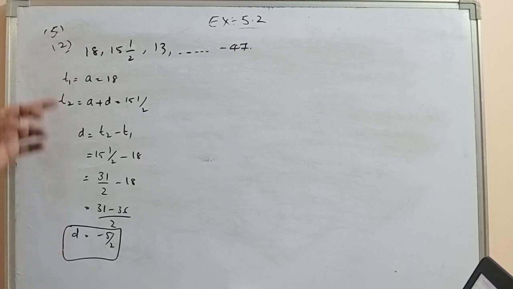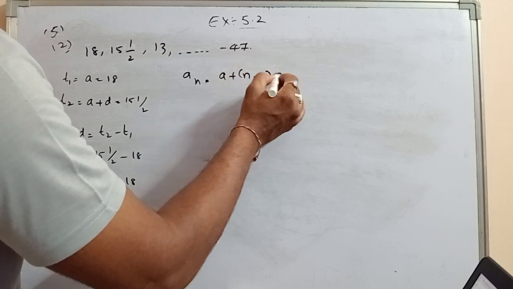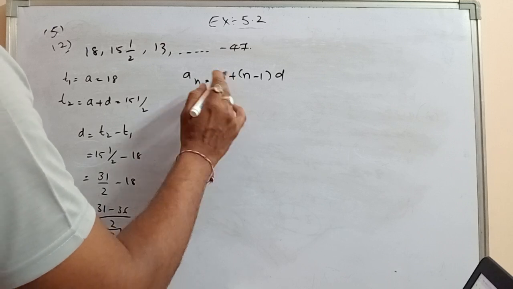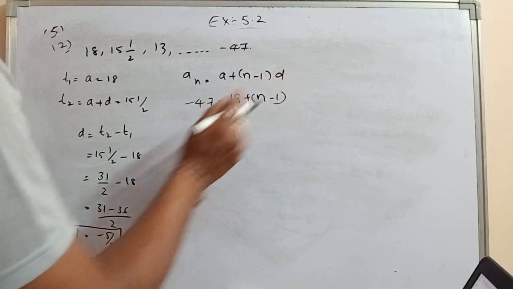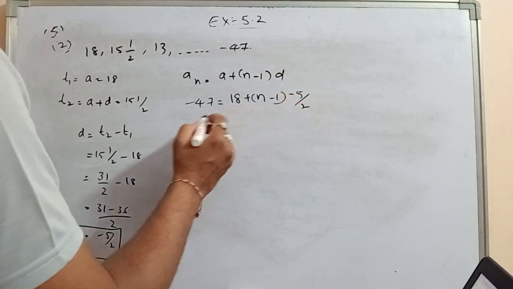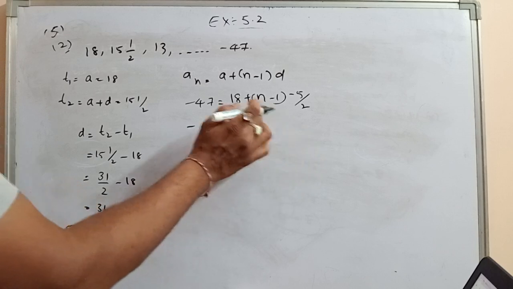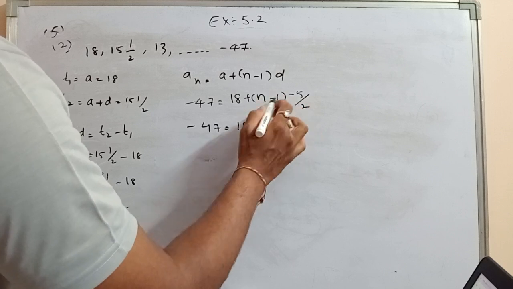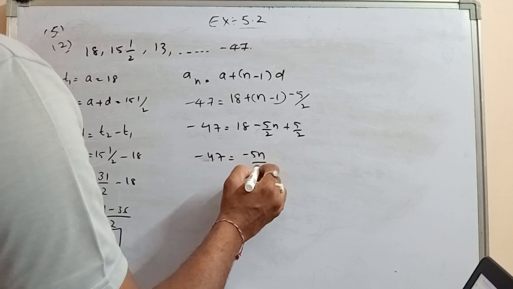By using this value of D and the value of A as 18, in the equation An is equal to A plus n minus 1 into D. What is the value of An? It is minus 47. So minus 47 is equal to 18 plus n minus 1 into D, the value we got as minus 5 by 2. So minus 47 is equal to 18. And here n into minus 5 by 2 is minus 5 by 2 n. Minus into minus is plus 5 by 2. So minus 47 is equal to minus 5n by 2.